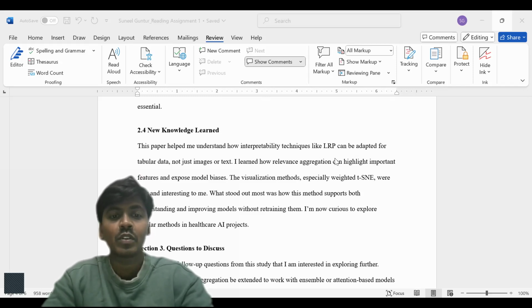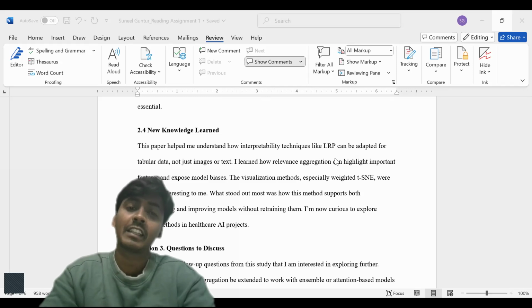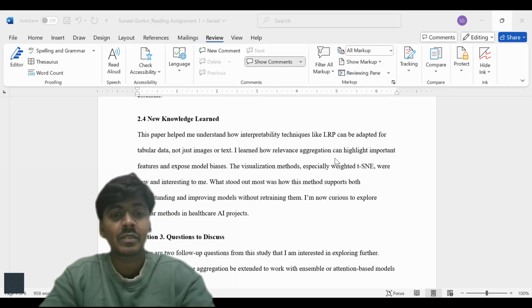I'm now curious to explore similar methods in healthcare AI projects, which can be used for future generations and also for transparency and clinical decision systems.